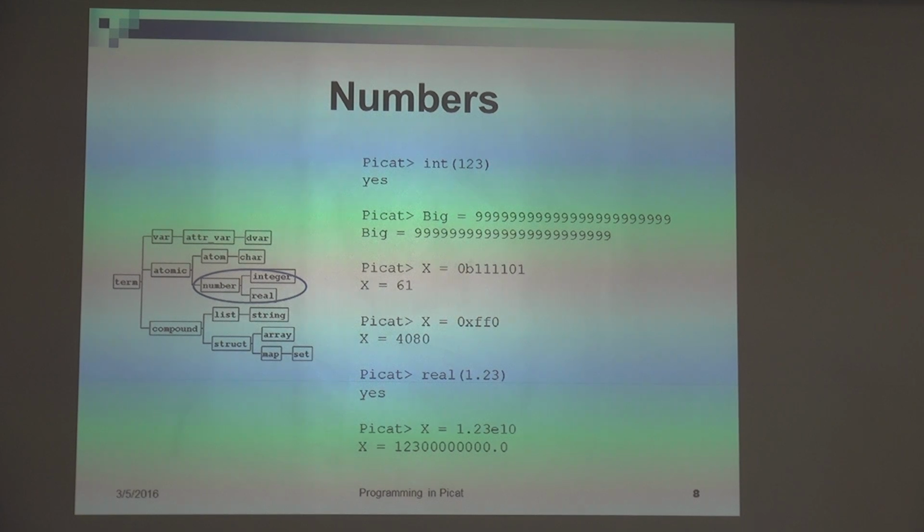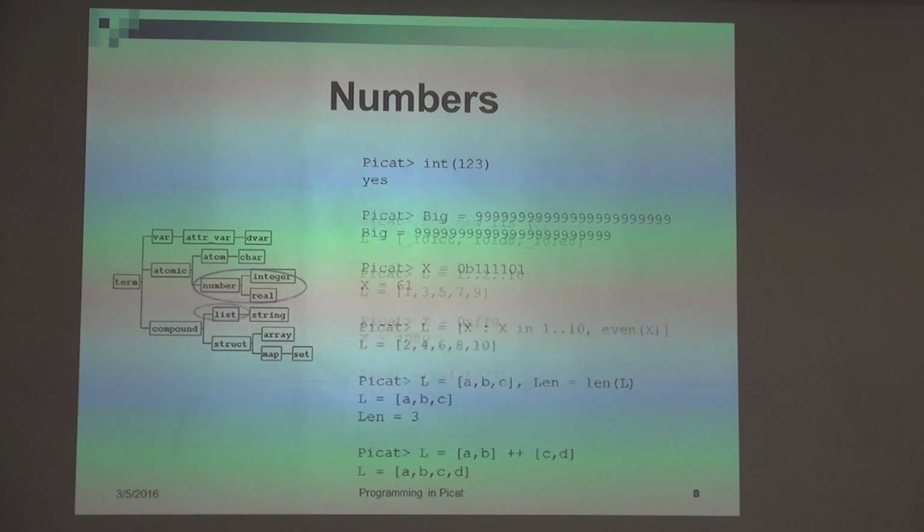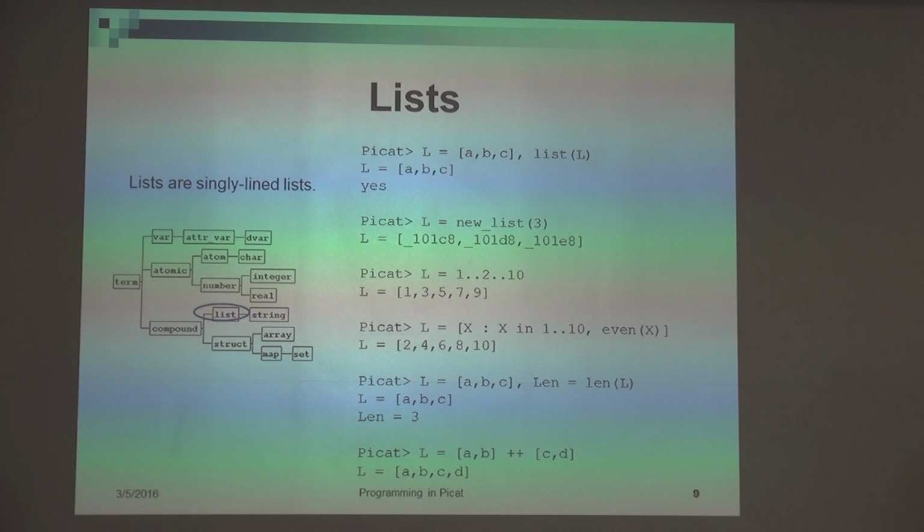By default numbers can have infinite precision, as long as the computer has enough memory. And also you can write binary numbers, octal numbers, and hexadecimal numbers.